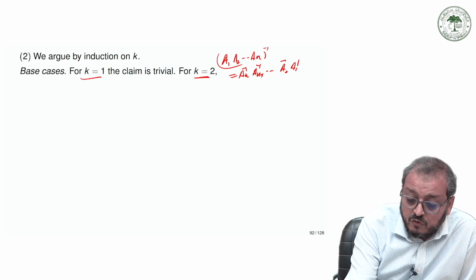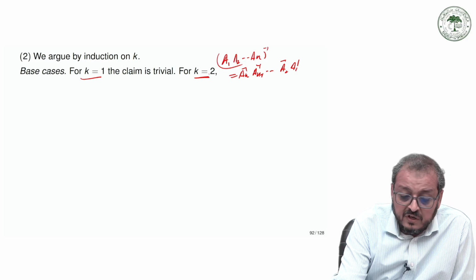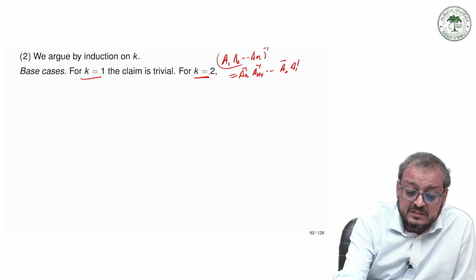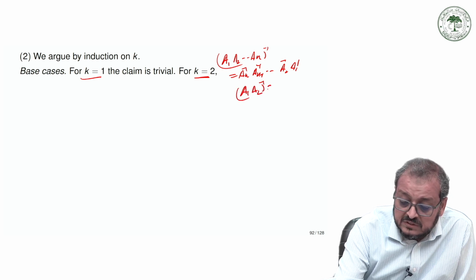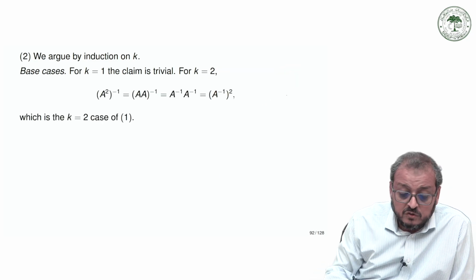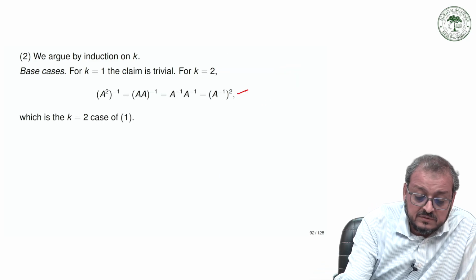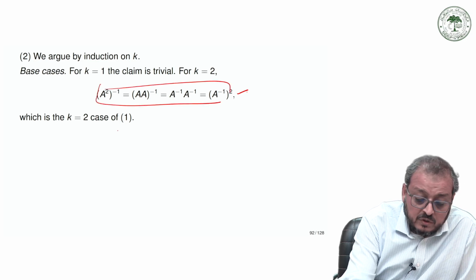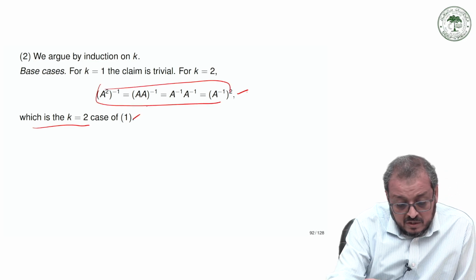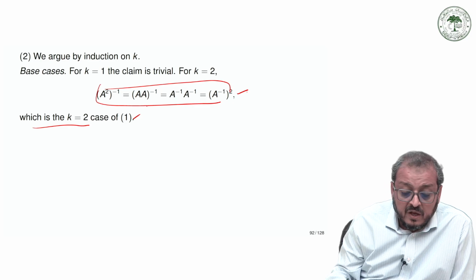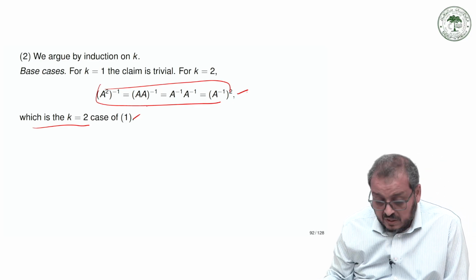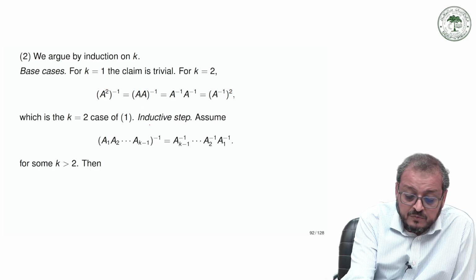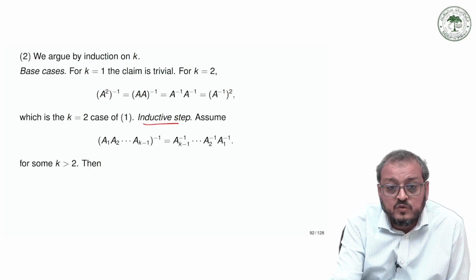And now for the case of k equal to 2, this is the previous result. We already proved that the inverse of a1 a2 is the same as a2 inverse and a1 inverse. This is again trivial, so k equal to 2 is the case of the first result. So we can say clearly this holds, and now we assume that the assumption is true for k, as the inductive step, up to k minus 1.